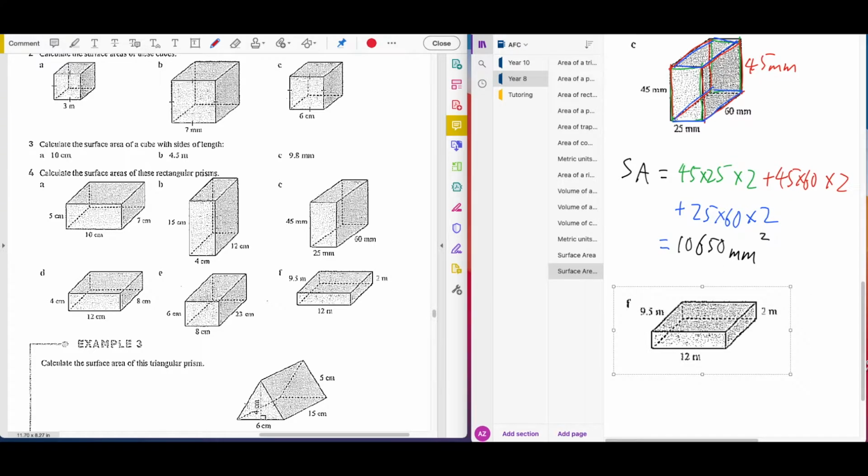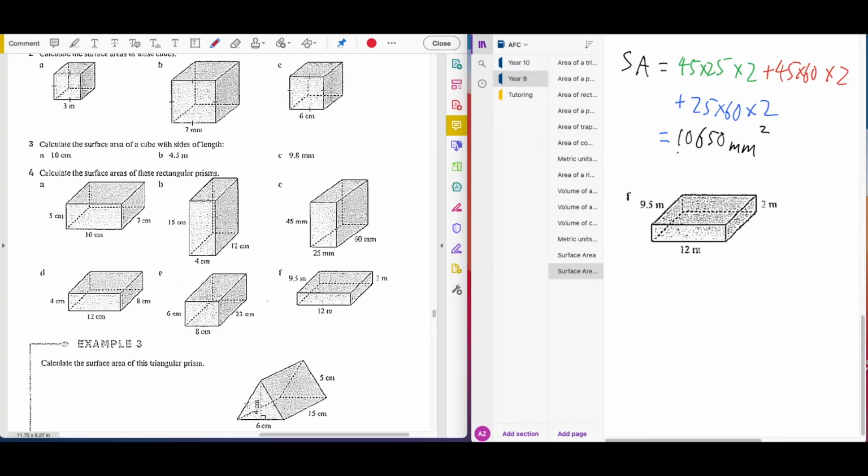So, how do we find the surface area of this shape? Like I said, we need to consider all the faces. So surface area is equal to, it doesn't matter which face you pick. I'm just going to pick the top face and the bottom face first. This is the top face, this is the bottom face, right? Because they are identical. So what does the top face equal to? Well, the top face is going to be 9.5 by 12, right? So 9.5 times 12. And because there's 2 of them, top and bottom, we're going to times this by 2.